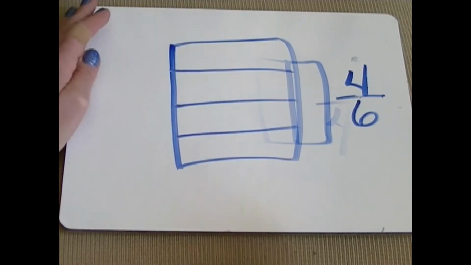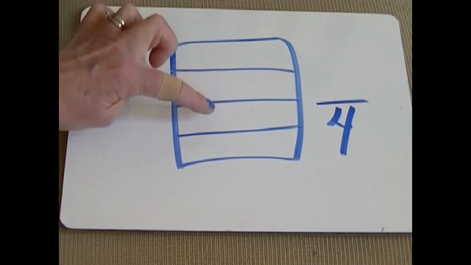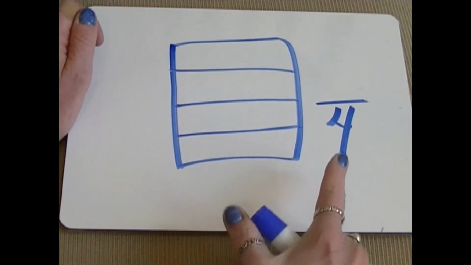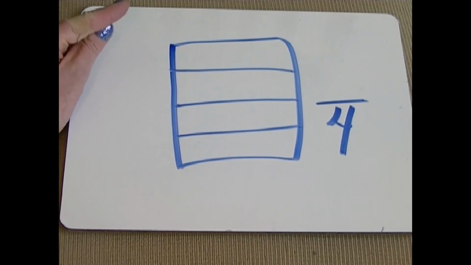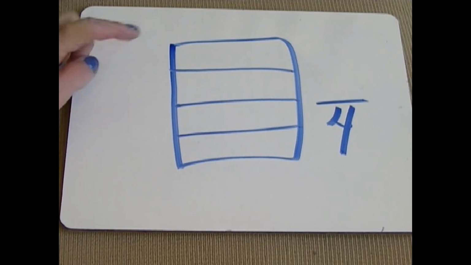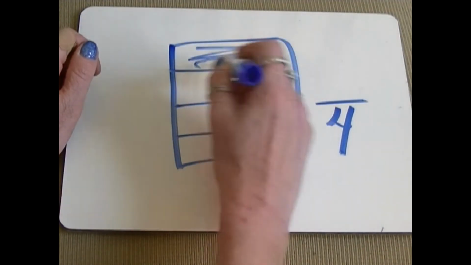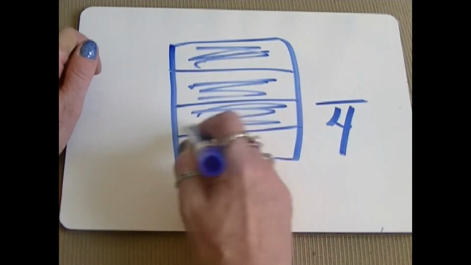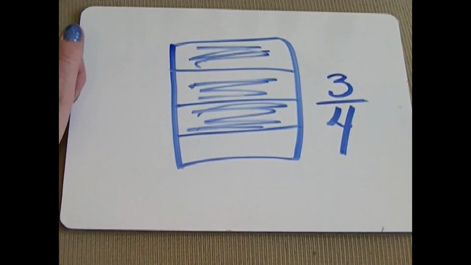Nice work. Okay, here's another shape. This time our shape has 4 sections in it. That's why the denominator says 4. Now, pretend that the teacher said, will you please color in 3/4 of this shape? What would you do? Yeah, it's so easy. You're just going to color 3 of these sections in like this. 1, 2, 3. Now 3/4 of this shape is colored in.